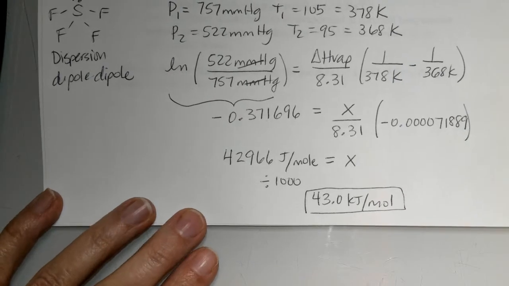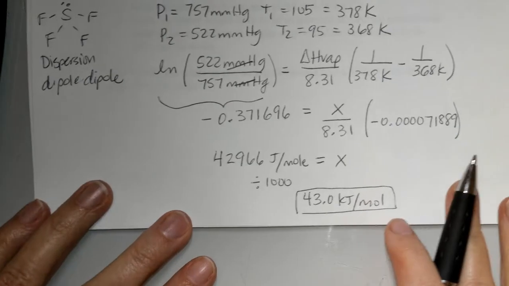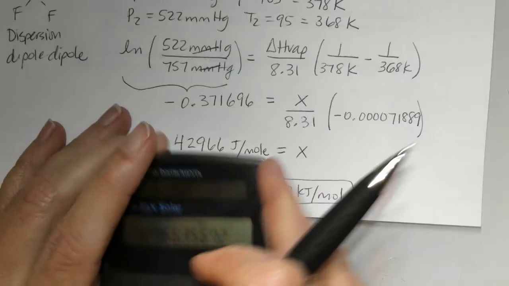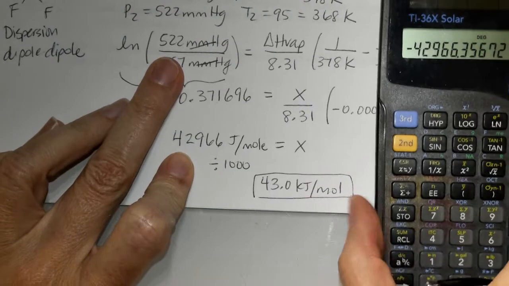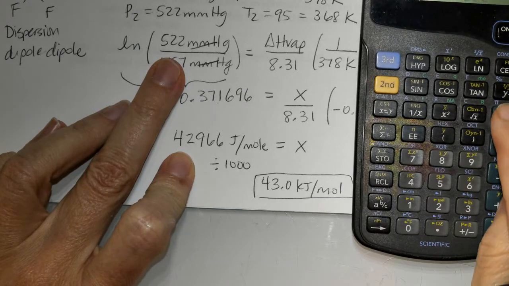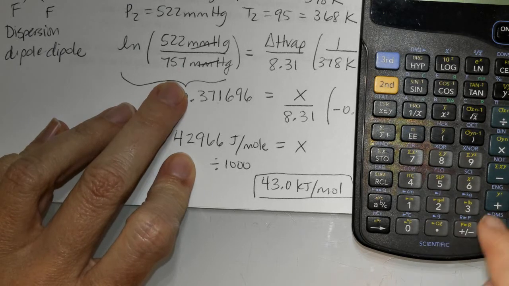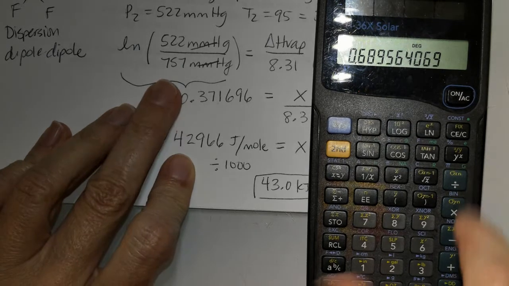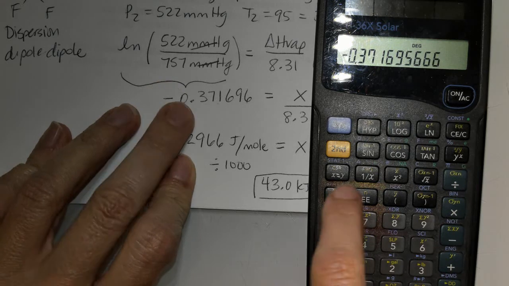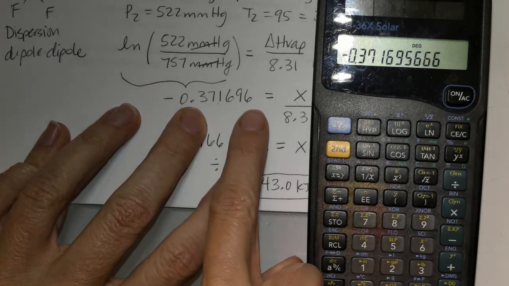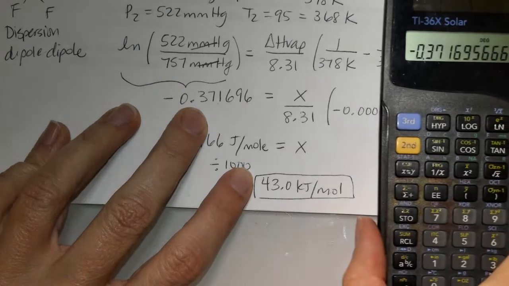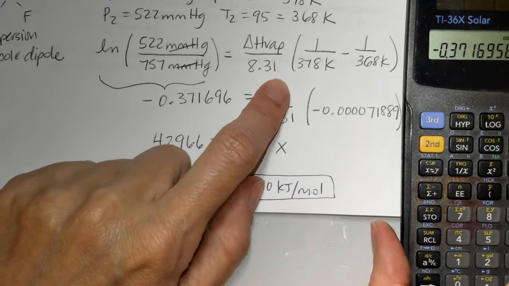So again, on the calculator, what I did, first thing I did is I took my 522 divided by the 757, and then I hit my natural log key. So there's the 0.371696. Then what I did, and you could have started over here if you wanted to, but I did that first.